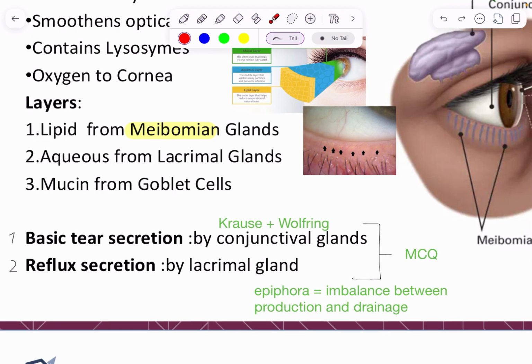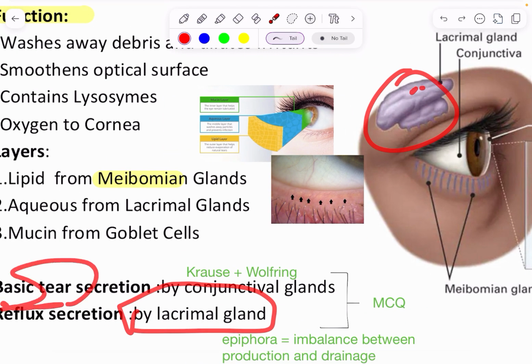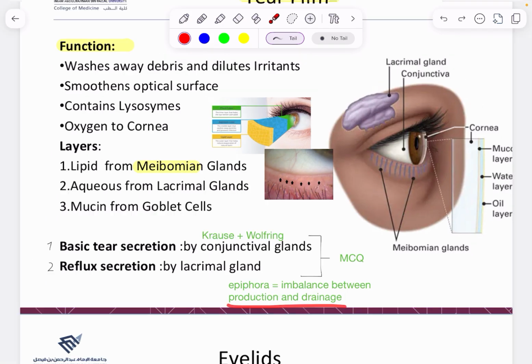عندنا برضو the reflex secretion. هذا يصير لما مثلا you have an irritant in your eye فمثلا بتقطع بصل or there's like smoke in the air or something. المهم this is going to be what's secreted by the lacrimal glands. ففرقوا the lacrimal glands don't produce the basic tears that we always have. They produce reflex tears. والدكتور also mentioned epiphora and this is when you have watery eyes. This is because of an imbalance between the production and the drainage.